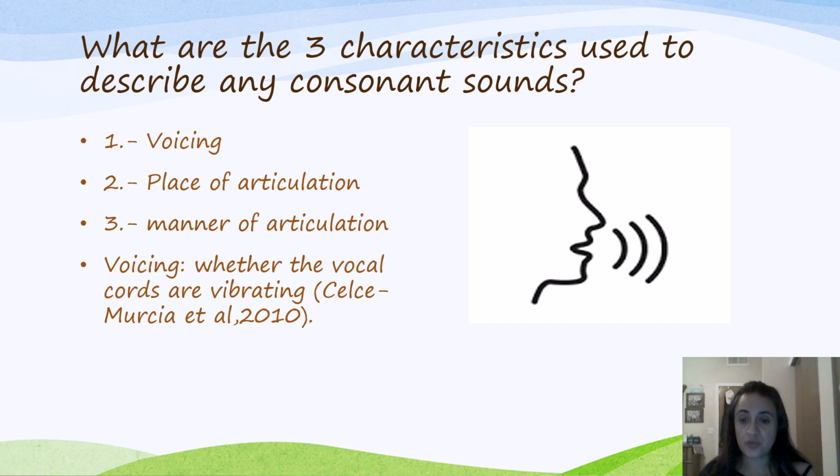What are the three characteristics used to describe any consonant sound? Number one is voicing. It is the phonation, which means whether the sound is voiced or unvoiced. According to Celce-Murcia, it is whether the vocal cords are vibrating. Number two is place of articulation, where the constriction of airflow takes place, when two articulators come together. And number three is manner of articulation, how the airflow is constricted in the vocal tract.